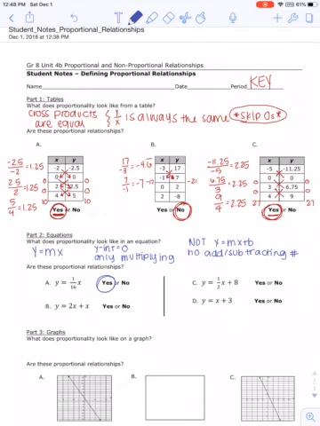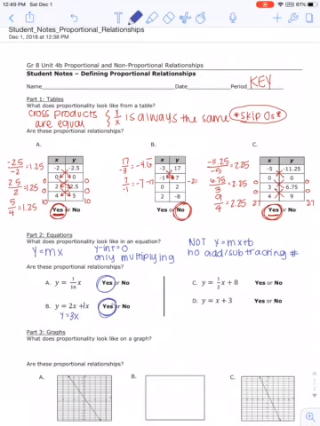If I look at B, this says y equals 2x plus 1x, so we need to combine like terms. 2x plus 1x is the same as y equals 3x. So I'm still just multiplying. I'm not adding or subtracting any numbers. So that is also proportional.